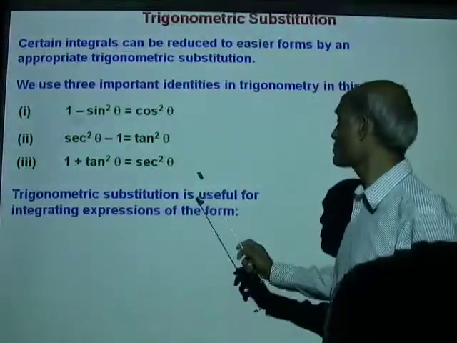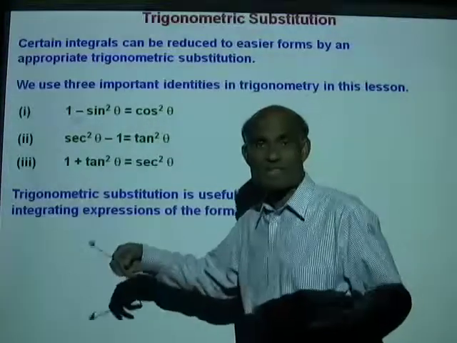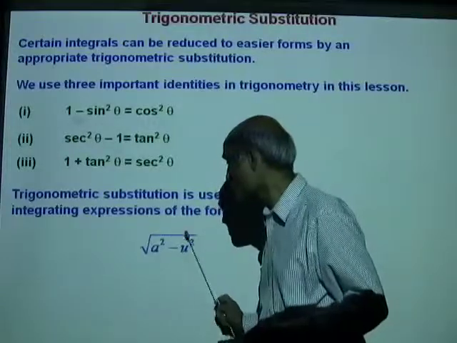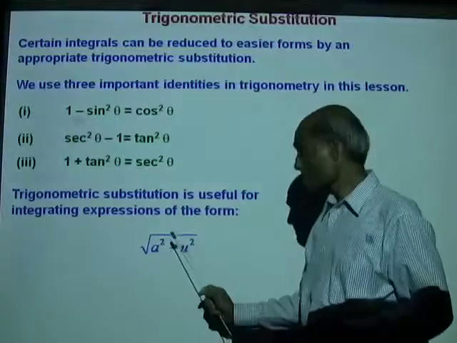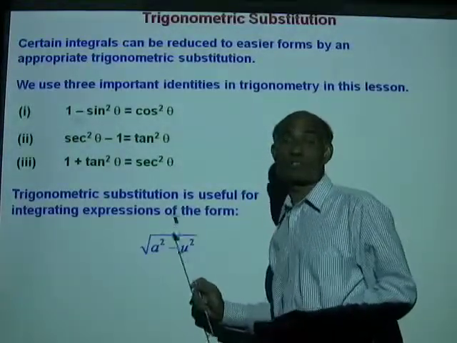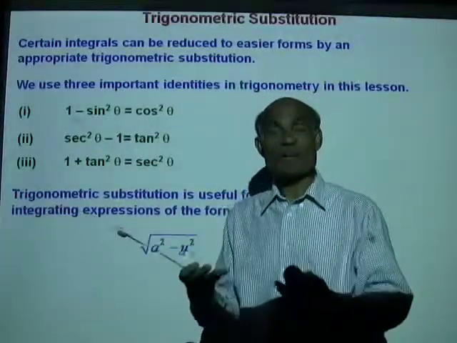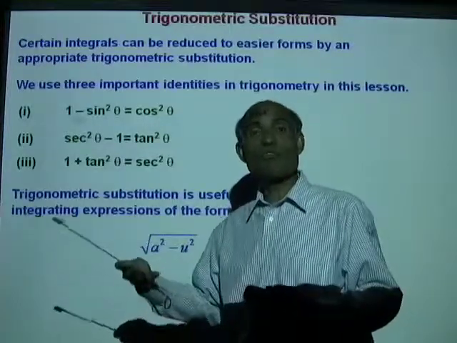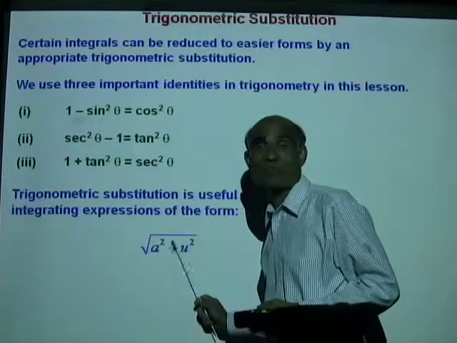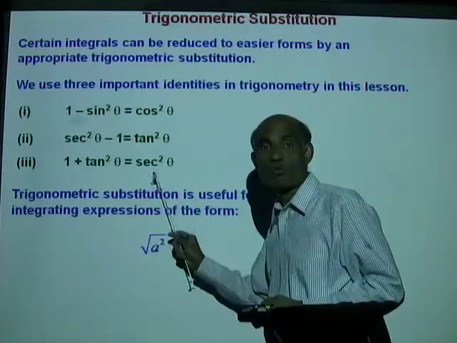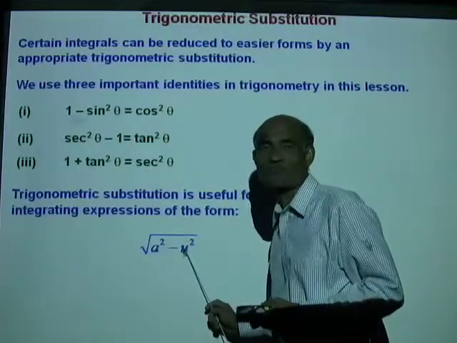Trigonometric substitution is useful for integrating expressions of some basic forms like square root of a squared minus u squared. When you have a square root quantity, our aim is to get that square root out of the way so that we can simplify it and put it in a form we can integrate. For example, square root of a squared minus u squared. Which of these three forms will actually simplify this?